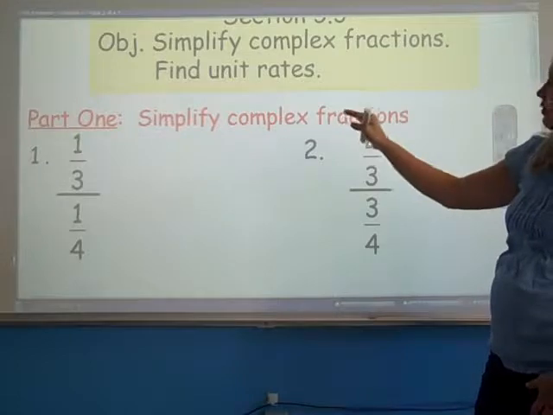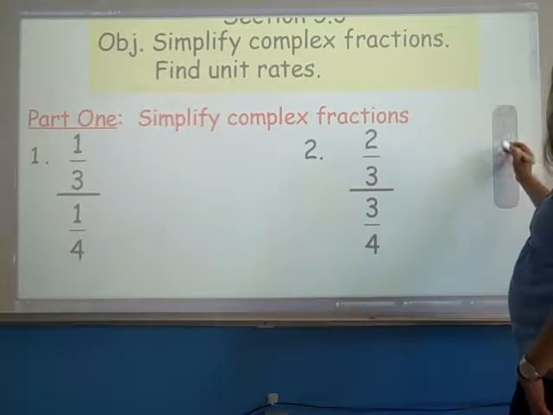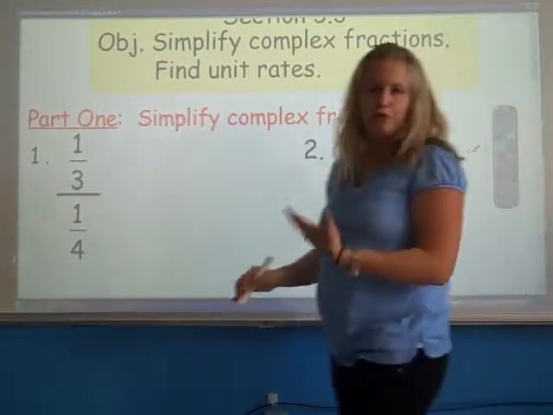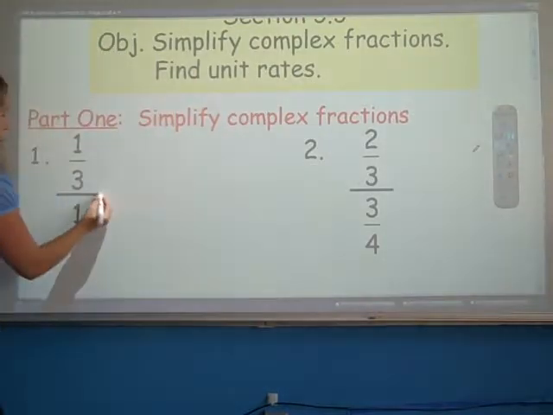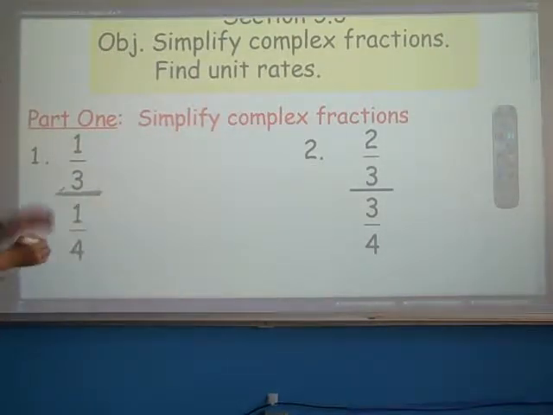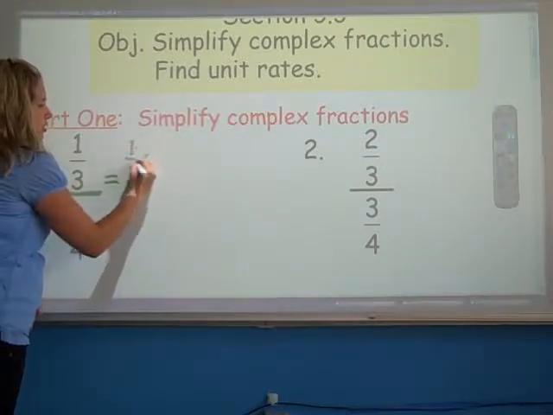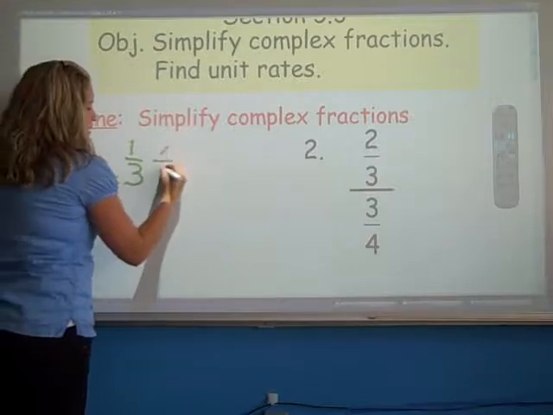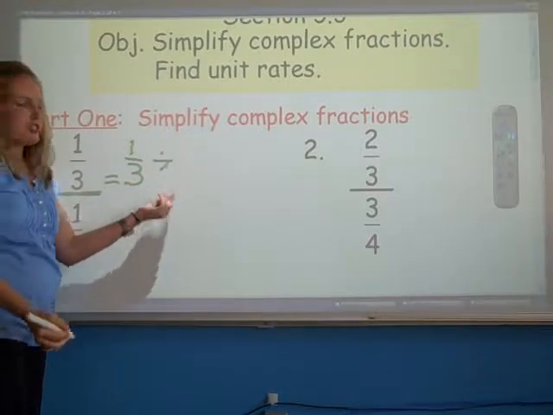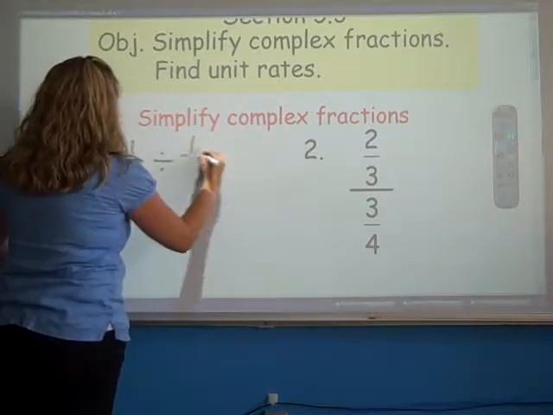So, let's look at some of these. We're going to simplify these complex fractions. What the fraction bar basically means is division. So this is our fraction bar right here. We have 1/3 over 1/4. Another way to translate this would be 1/3 divided by, and there's our third grade division sign that we don't see too often, 1/4.